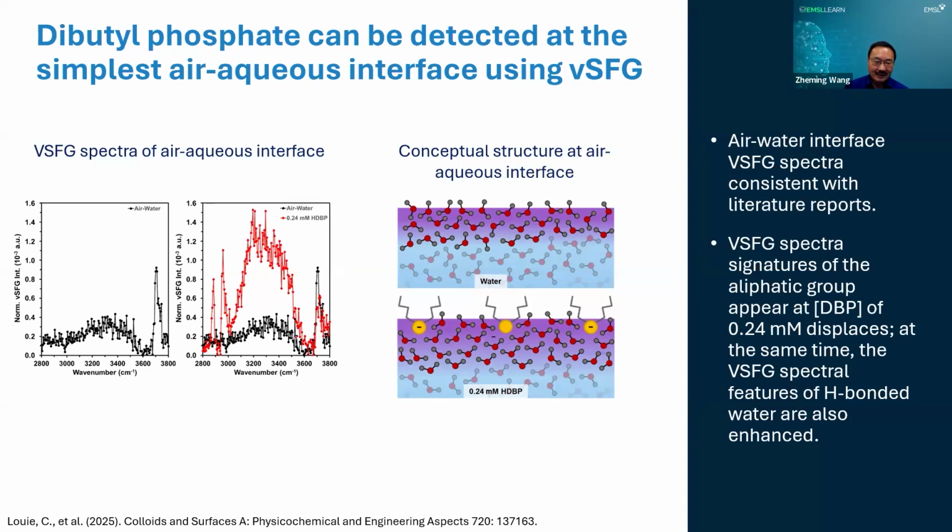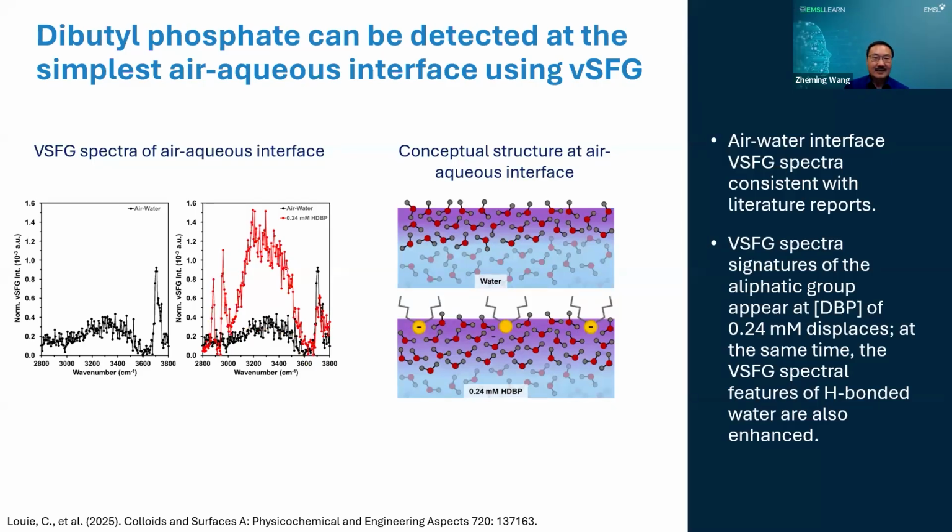A very interesting observation here is that, typically we would have imagined that by adding this organic molecule, you possibly just take away the water molecules on the surface and reduce the intensity of the hydrogen-bonded OH spectra. But on the contrary, on this spectrum, once we added 0.24 millimolar of DBP, we not only see the CH bands appearing at 2850 and 2950, we also see that the hydrogen-bonded OH peak intensity increased like 3 times. That's really interesting.